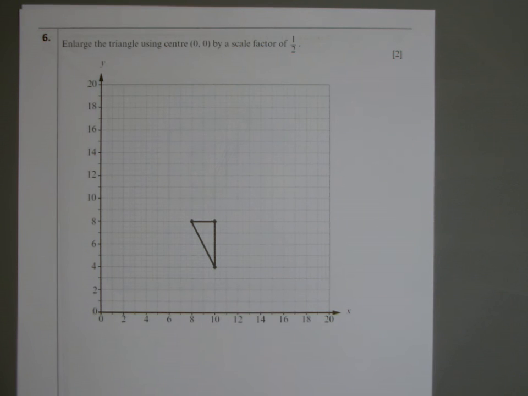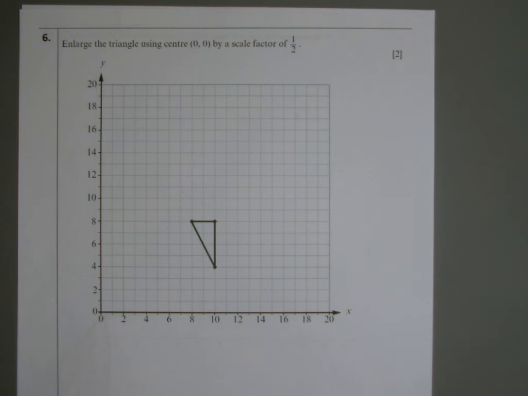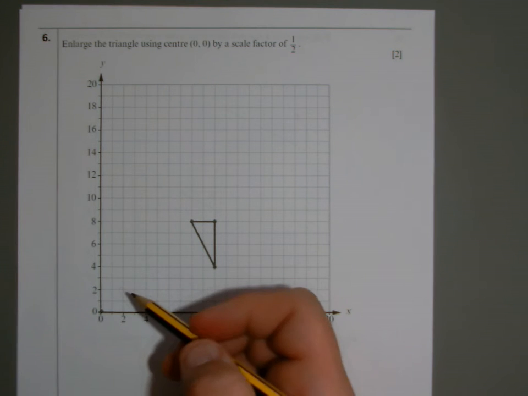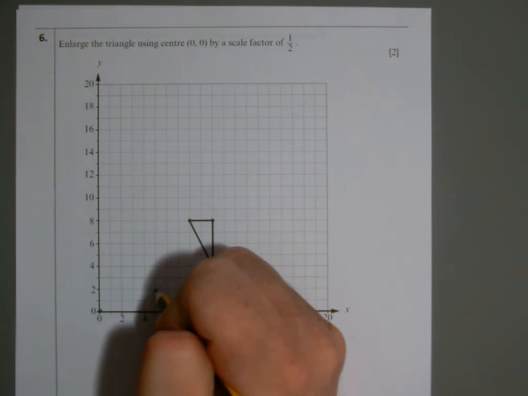Okay, right. Again, we could be asked here, enlarge the triangle using centre 0, 0 by a scale factor of a half. So in this case, here's my centre of enlargement, the origin. Quite simply, I need to see how I get from here to each of the corner points. So let's focus on that one. You've got to go across 10, up 4 to get from the centre here. Well, if we halve it, we're going to go across 5, up 2. So we end up here.